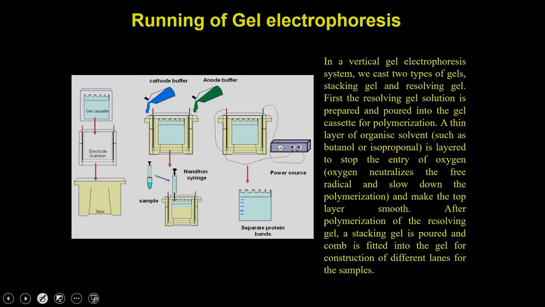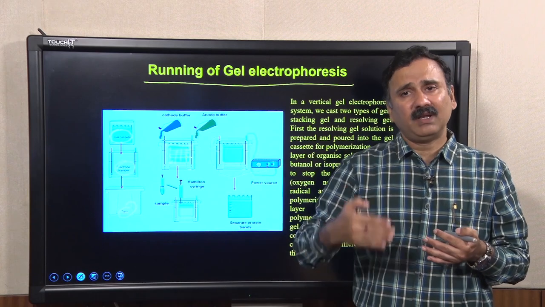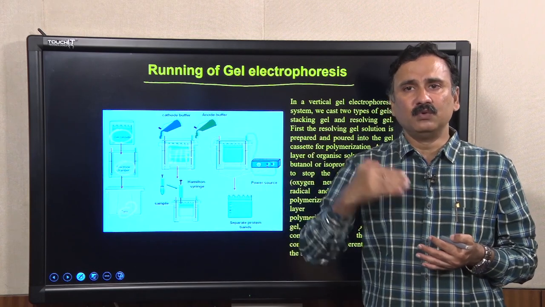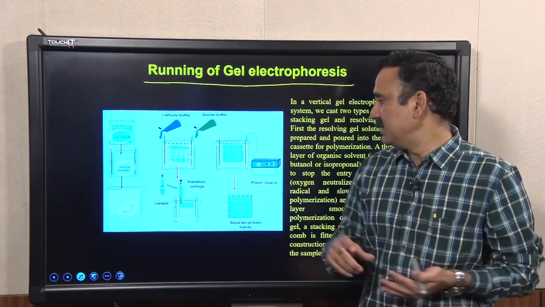So, the running of a vertical gel electrophoresis, as we discussed, you need a gel cassette, then you need an electrode chamber, then you need a tank, and what you do is you first pour the resolving gel, because this is the gel which is going to be used for separation of the molecules, and then on top of that you are going to put the stacking gel. The difference between the resolving and the stacking gel is in terms of the composition of the acrylamide, as well as the pH of the buffer that you use for these two gels, which is also different.